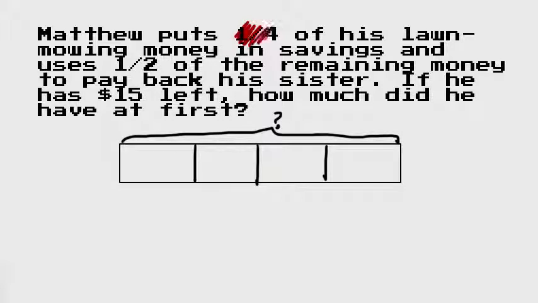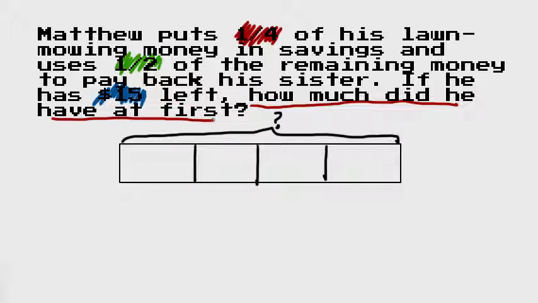So this is important. Again, highlighting the important stuff. This half is important, and the starting money is also important. Or I guess what he had left after he spent all his money. So 1/4, 1/2, and 15. Those are all important. But then the question says, how much did he have at first? So maybe you want to underline that or circle it. I'm just going to underline it this time. So how much did he have at first? Okay, so that's what the question mark is. Here is our question, right?